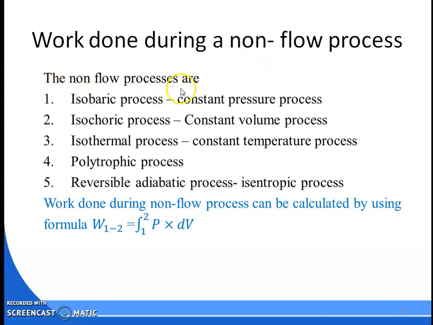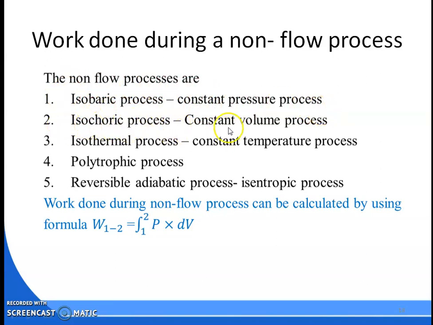Non-flow process means the process which is undergone in a closed system. That process is known as a non-flow process. So there will be no mass interaction, but energy interaction will be there. The first non-flow process is isobaric. Iso means constant, bar refers to pressure. So you can remember it as a constant pressure process.